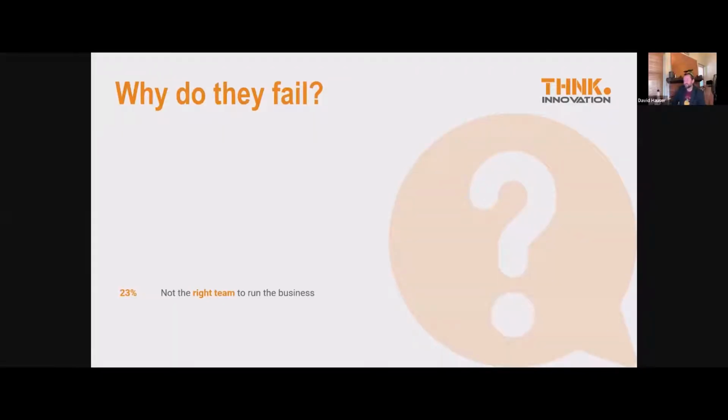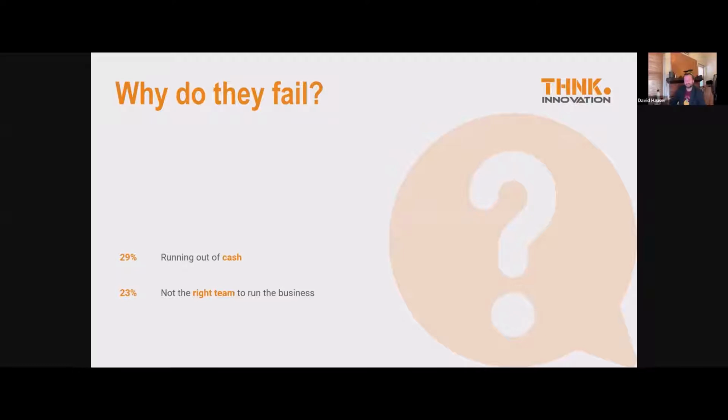23% of startups do not have the right team to run the business. A lot of us, like myself, are more on the creative side of things. We come up with a lot of ideas, but running a business is often a different kind of animal. And I'm learning this myself on the fly, and I'm finding people that are helping me with that as well.